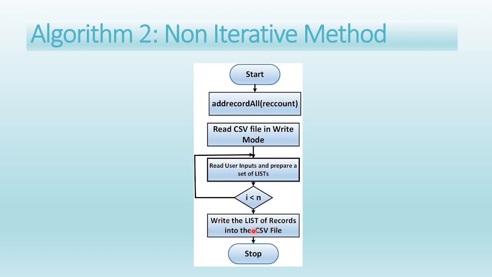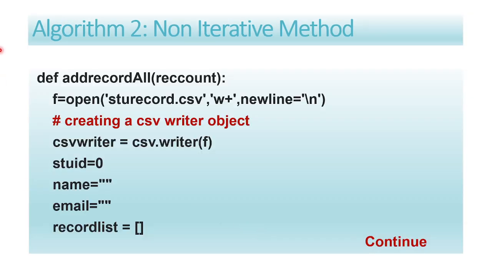How can this be implemented? Here is def add_record_all. This is the function and rec_count is the number of records. First open it in write mode and create a CSV writer object using the csv.writer method for the file f. Then initialize id, name and email with 0 and null, and create a null list using empty brackets on the right hand side of the variable record_list.